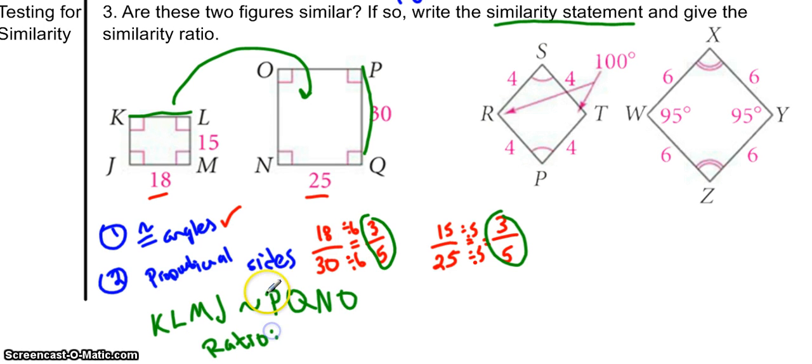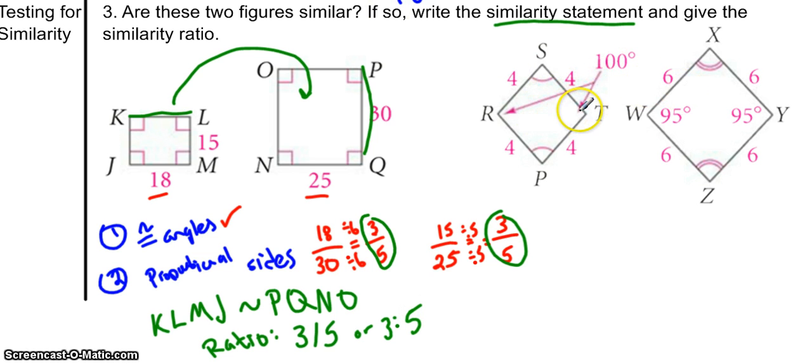And then the ratio is just the ratio of all the different sides. We figured out that 18 over 30 and 15 over 25 are all the same as 3 over 5. So my ratio from the smaller rectangle here to the larger rectangle here is 3 to 5. Or you could also write it as 3:5.